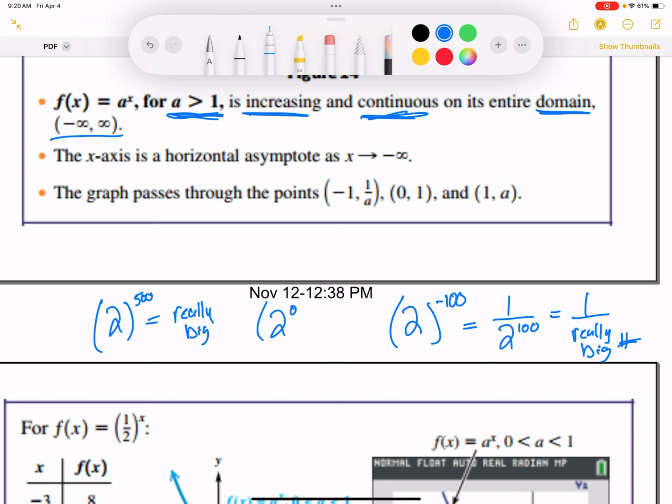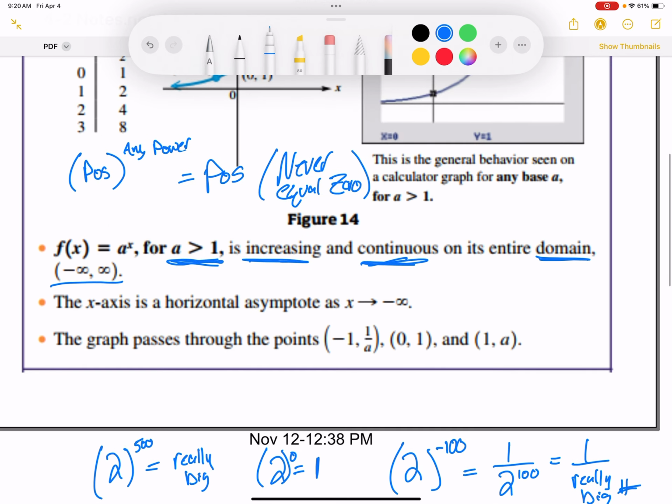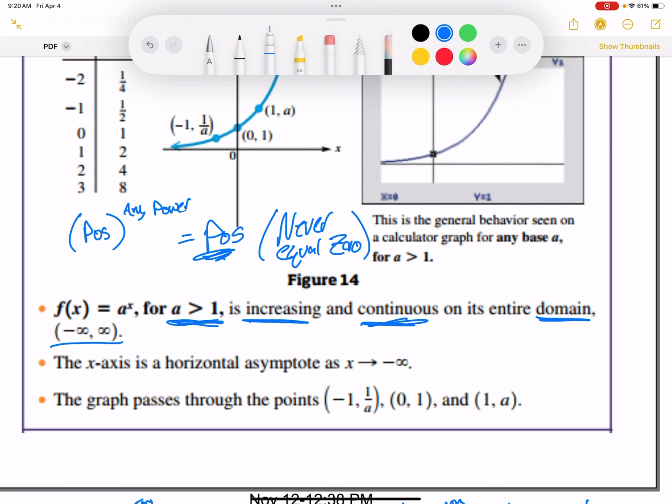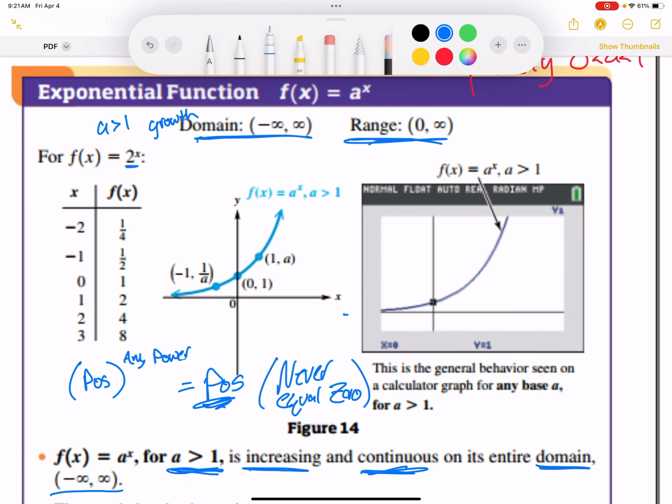Haha, what about that one? Sir, what do you say about that? Well, I say 2 to anything to the 0 power is 1. So therefore, it will never be 0, and it will never be negative, which means it's always positive, right? 0 is not a positive number. All right, therefore, it has a horizontal asymptote at the value of y equals 0.